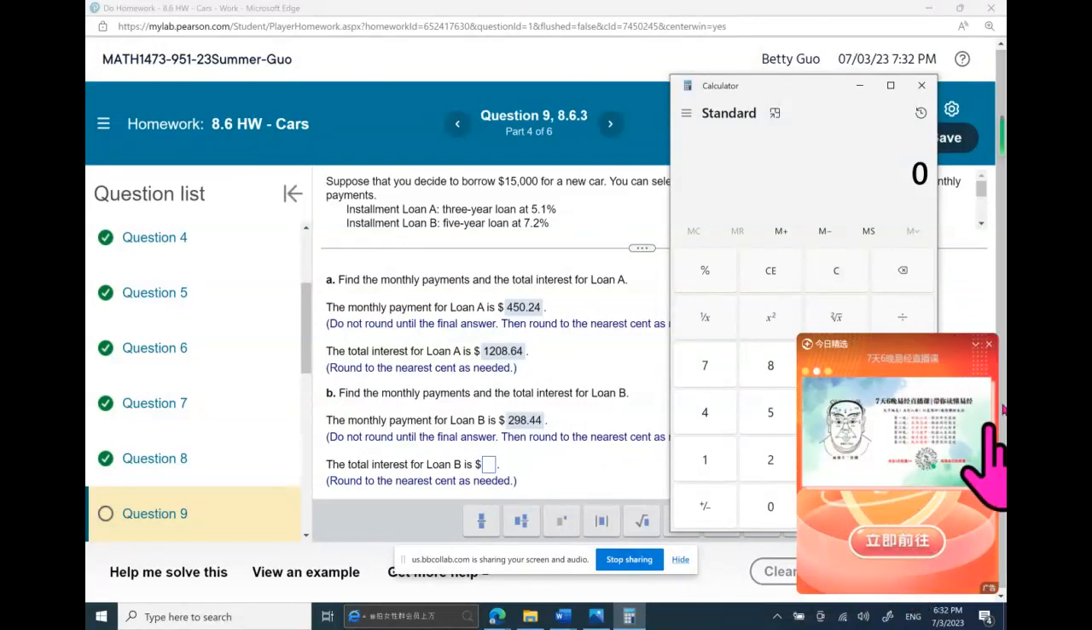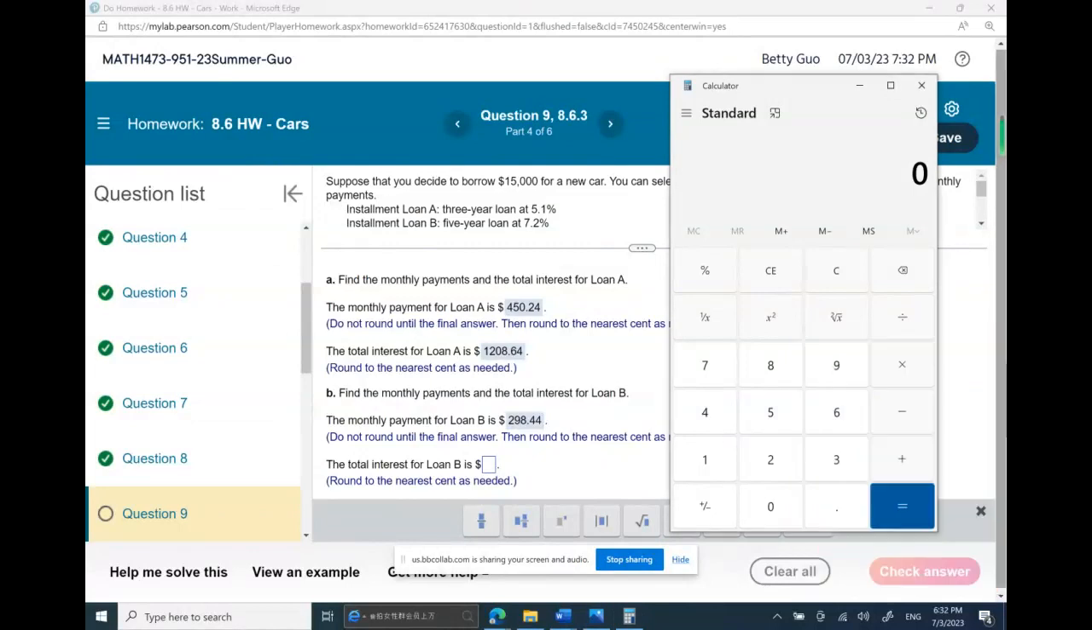Excuse me for this. Let me get rid of that, kind of like a virus in my computer.